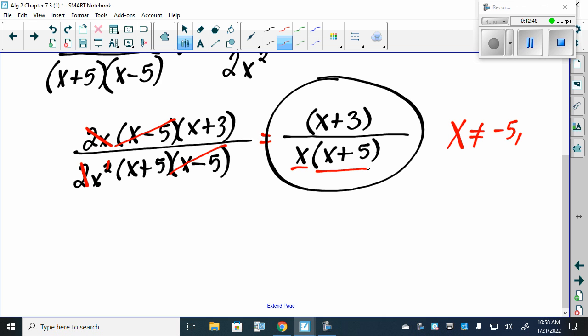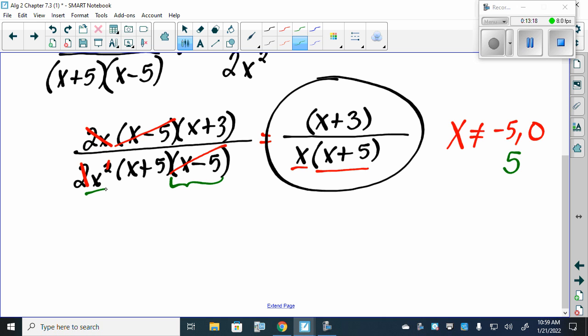Zero. Because is there anything else with the x? No, so it would be 0. Now, there's only one other restriction that we haven't talked about, which is the x minus 5, yes? And what value of x would make it be 0? Positive 5, yes? Because 5 minus 5 would be 0. Now, the x squared is just still going to be 0.